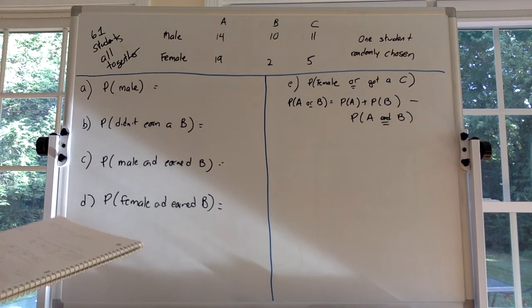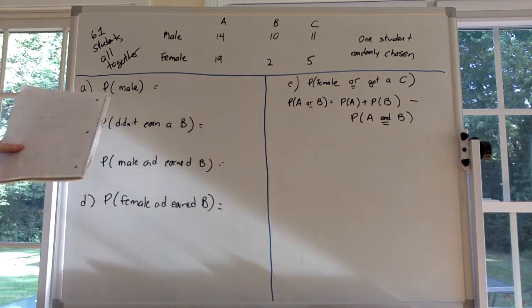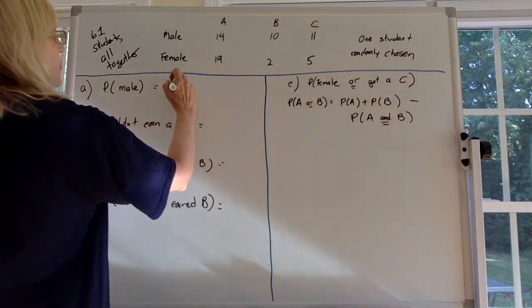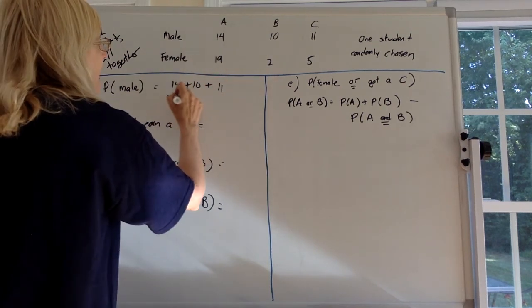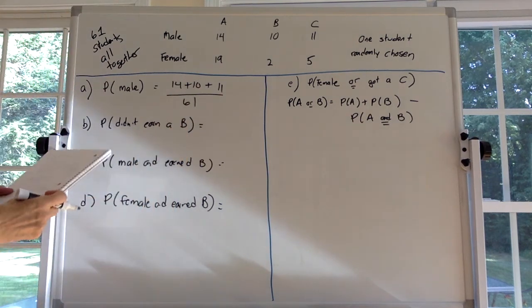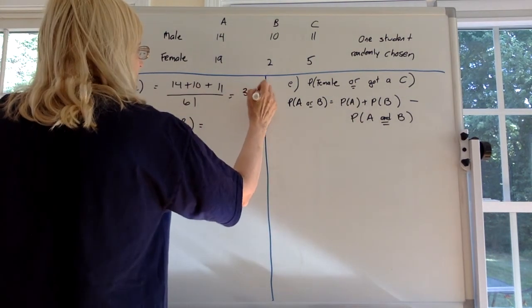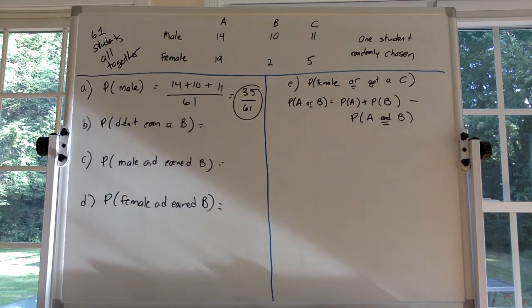We're randomly going to select one student out of this pool of 61 students. For part A, they want to know what's the probability that you pick a male. So let's think about it. Males, there's 14 plus 10 plus 11, right, out of the 61. So I think that's 35 out of 61.